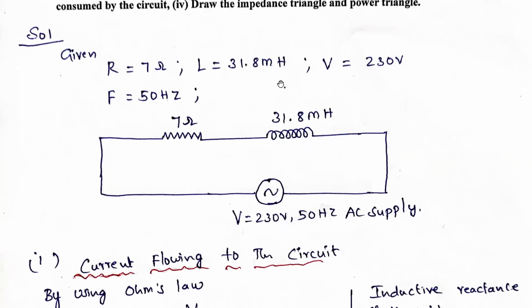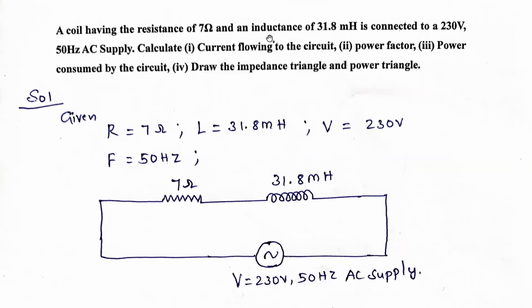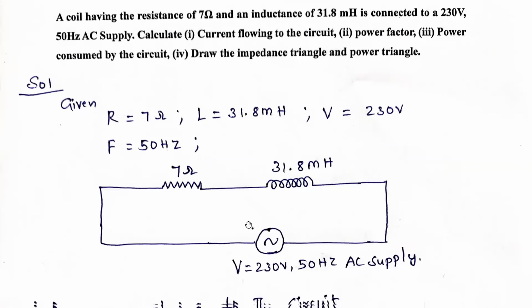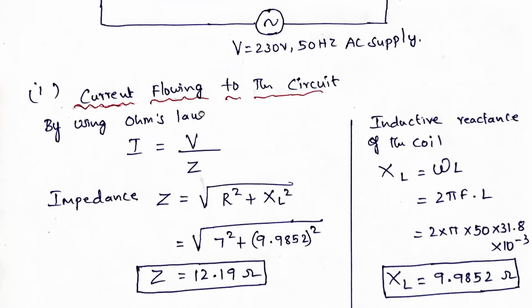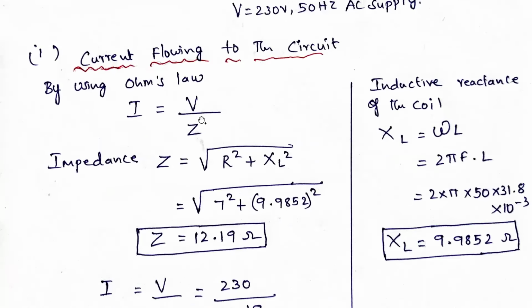First, we need to calculate the current flowing in the circuit. How to calculate it? Simply by using Ohm's law. I is equal to V by Z, or V is equal to I into Z. V we know, V is 230 volts. Impedance Z we need to calculate. Z is equal to root of R squared plus XL squared. From the impedance triangle, we have already seen how to derive Z. Z squared is equal to R squared plus XL squared, either way is the same.